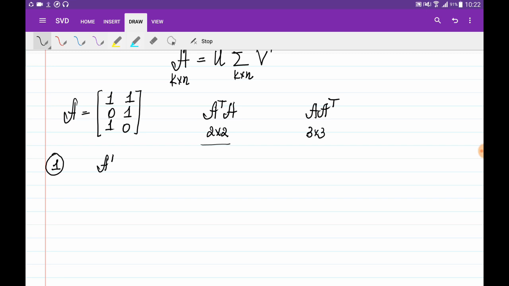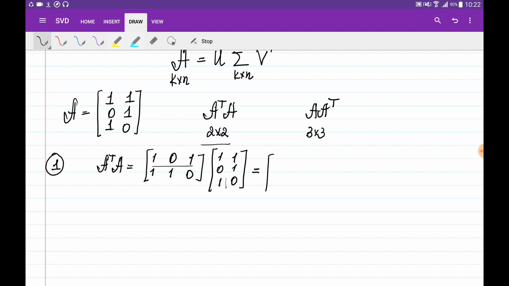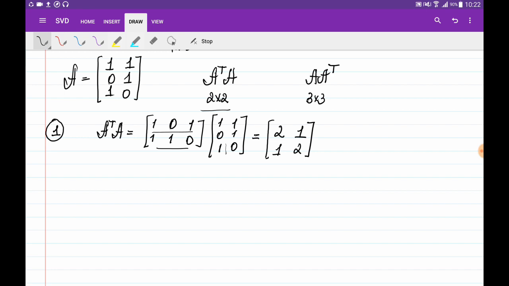Let A transpose A be equal to 1, 1, 0, 1, 1, 0 multiplied by 1, 0, 1, 1, 1, 0. If we multiply the first row to the first column, we get 2. The first row to the second column, we get 1. The second row to the first column is 1. The second row to the second column is 2. So we have a symmetric matrix with 2 by 2 size.